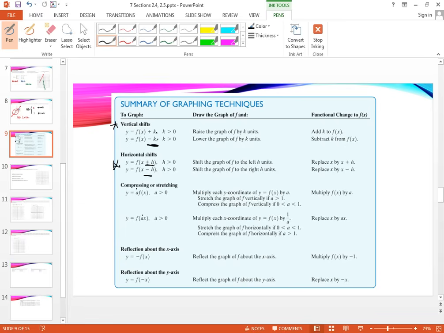Okay, and again, watch their words. They use the words stretch and compress. Don't let that bug you. It's basically just making it fatter or skinnier vertically or fatter or skinnier horizontally.